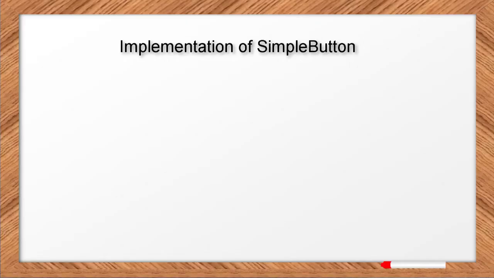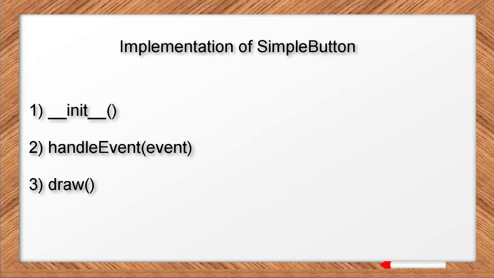Now that we've seen the calls from the main program's point of view, let's dig into the implementation of the SimpleButton class. The SimpleButton class has only 3 methods: init, handleEvent, and draw. The init and draw methods are very straightforward, but the code of the handleEvent method is a little tricky. That's because it implements a concept known as a state machine.